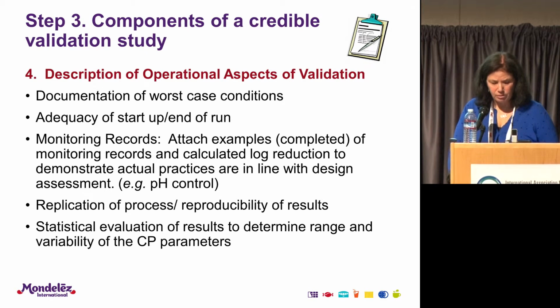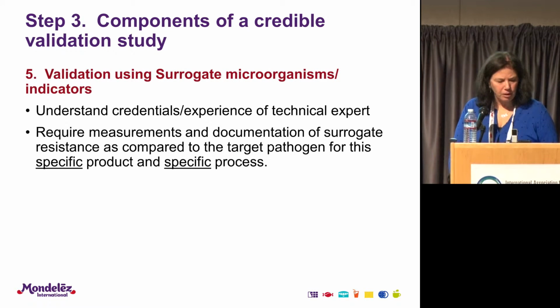Replication of the process and the reproducibility of the results must be in this validation, and statistical evaluation of the results to determine the range and the variability of the control point parameters. If you're using surrogate microorganisms, understand the credentials and experience of your technical expert and require measurements and documentation of the surrogate resistance as compared to the target pathogen for this specific product, this specific process.